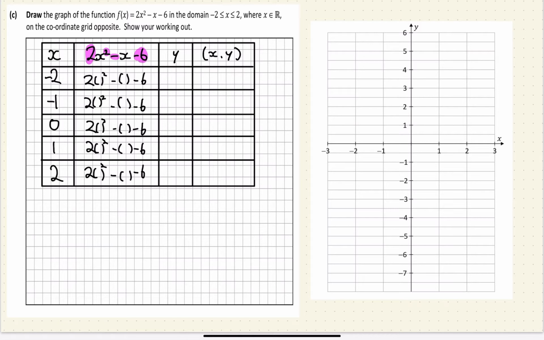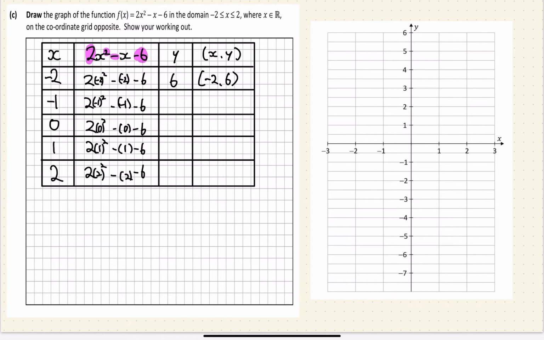All right. And then in this first line here, minus 2, minus 1, 0, 1, 2, minus 2, minus 1, 0, 1, and 2. So let's find out what the value of y is. So if I go minus 2 to be squared is 4. 4 times 2 is 8. Minus 2 is 4. So 8 plus 4 is 12. Take away 6 is 6. So my first value of y is 6, which means my first point is where x is minus 2, y is 6. So my point is minus 2, 6.